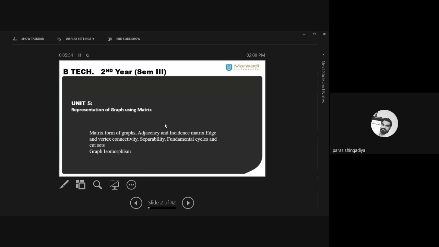Okay. So we'll derive two types of matrix. One is the adjacency matrix and the second is the incidence matrix. Clear? Adjacency matrix means relation between vertex and vertex. And incidence means relation between vertex and edge. Clear? So these two matrices we'll learn in the first topic.